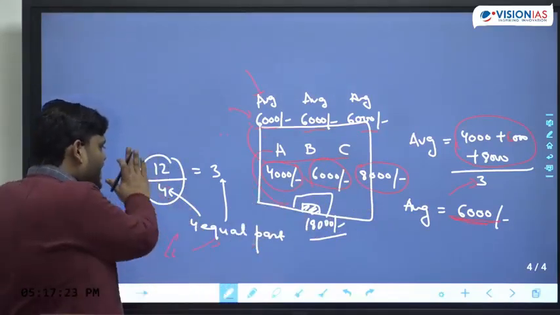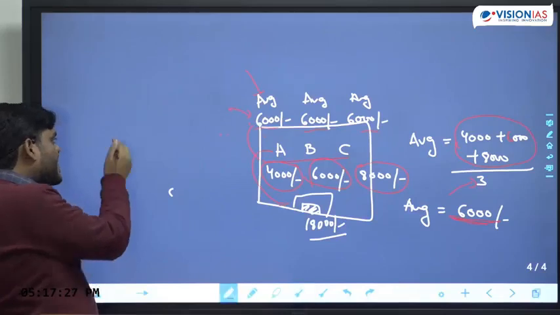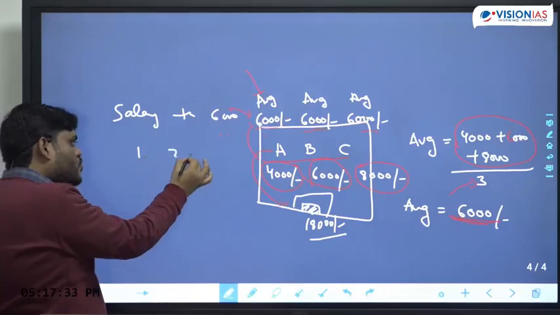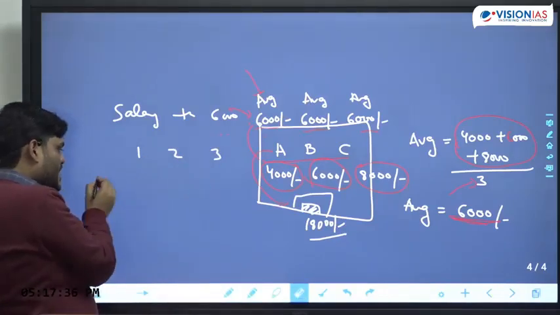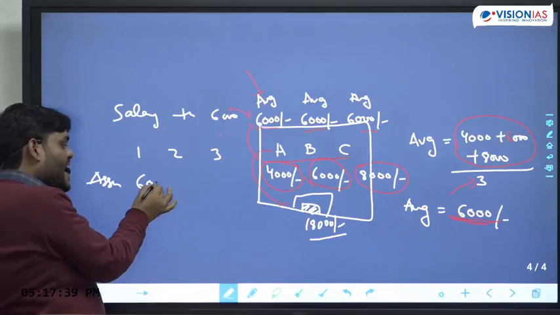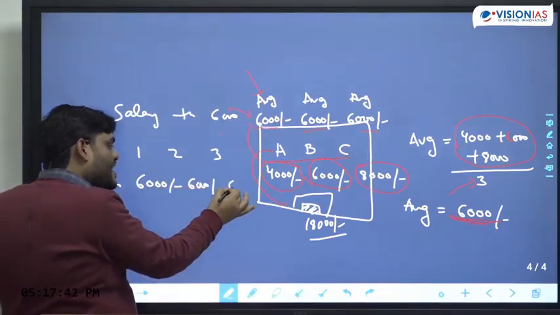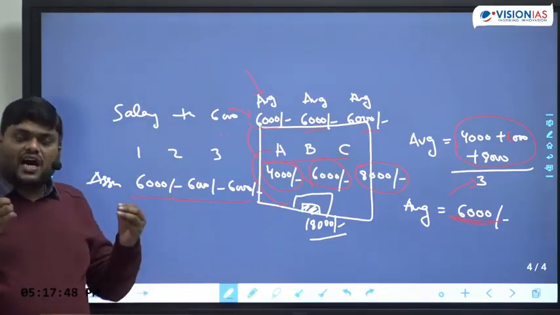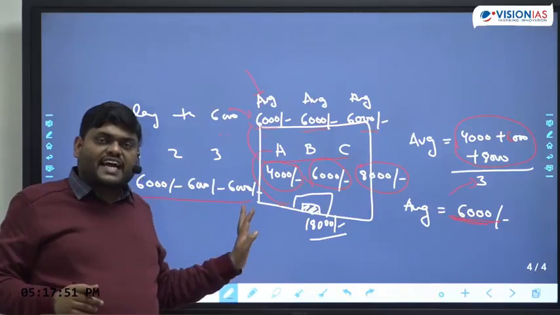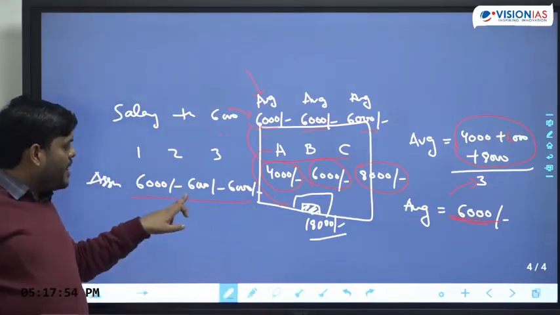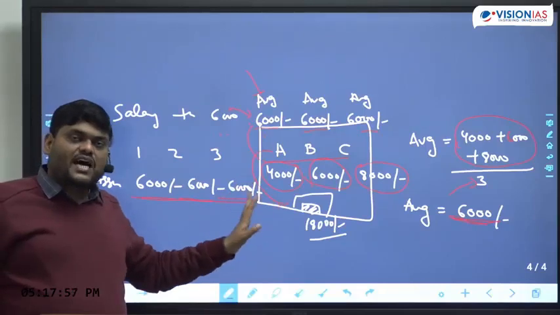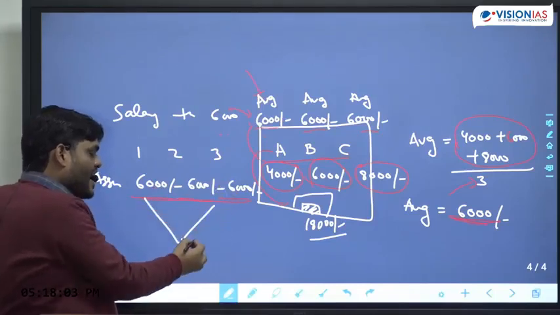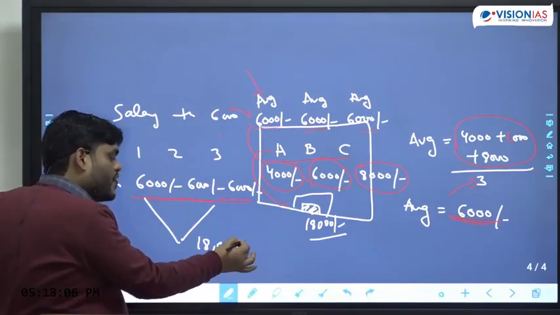Or I can say it this way: suppose I am saying the average salary of 3 persons is 6,000. The first step I can do is, listen carefully, I can assume that everybody is getting 6,000. This is an assumption for solving the question. This is not the reality, it is just the assumption. We have assumed that everybody is getting 6,000 rupees. But one thing is for sure: if 3 persons are getting 6,000, then the total value will be 18,000.